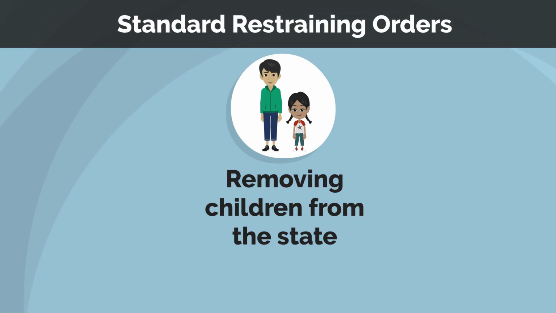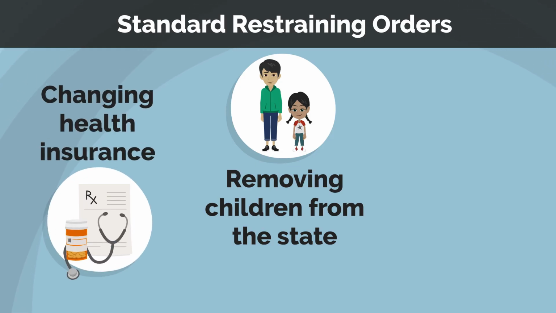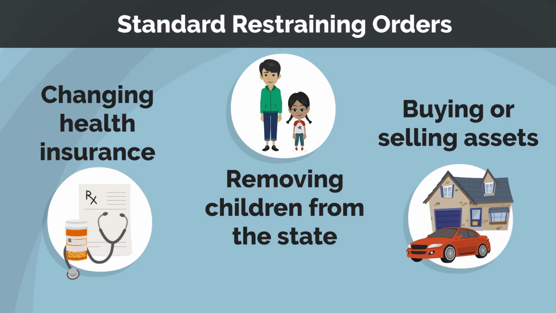In divorce cases, the standard orders also prohibit both parties from making changes to insurance plans. For example, one person cannot take the other person off a health insurance policy. The standard orders also limit the buying and selling of assets. Of course, people are allowed to pay their bills and carry out other necessities, but the court generally wants the parties to keep things the same.